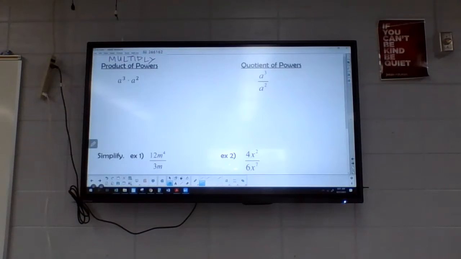Holly, what did you get? We do a to the third times a squared. What do you get? This was from yesterday. Yep, you just add those exponents, so it's a to the fifth.